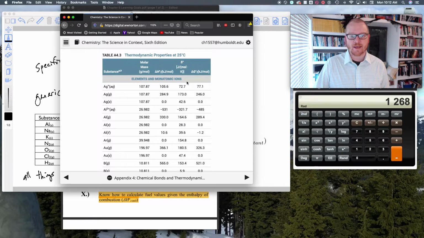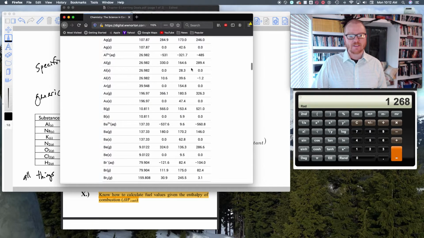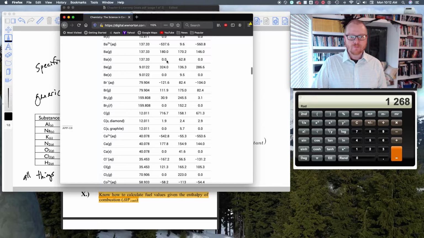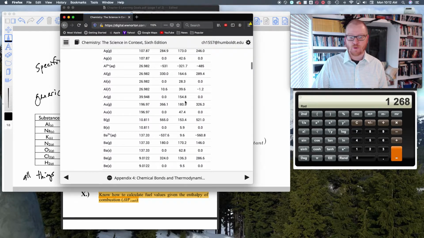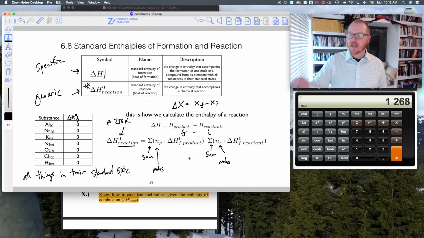Don't worry about this S and this delta G. We'll talk about those in Chem 110. But if you scan across this middle column here, these are the enthalpies of formation that we could look up for a calculation. If we scan down this list, it's a huge list of all of the possible enthalpies of formation we would need. That's going to come back in a few minutes when we do a sample calculation.